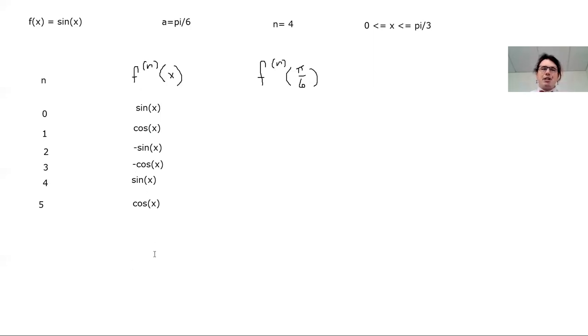Now I'm going to evaluate these things. Each of the different derivatives here, I'm going to plug in x equals pi divided by 6. So for sine of x, I'll get 1/2. Pi over 6 is one of those friendlier angles that you can commit to memory. Sine of pi over 6 is always 1/2. Now, cosine of pi over 6 is another value that's worth memorizing.